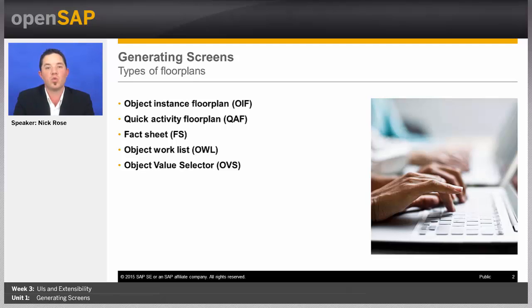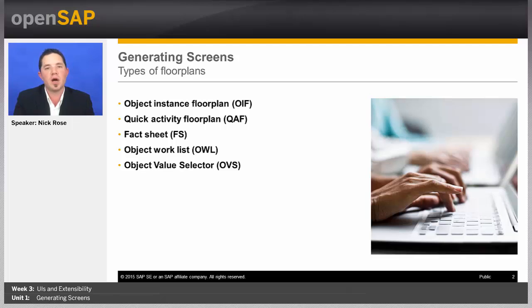Next up is the object work list, the OWL. The OWL is the list view of a particular object. When you go to a work center, say sales orders, and click on the sales orders view, you'll see a list of sales orders come up. You can search through sales orders and filter them. This is the OWL that you're viewing at that point in time: a list view of whatever instances are there.